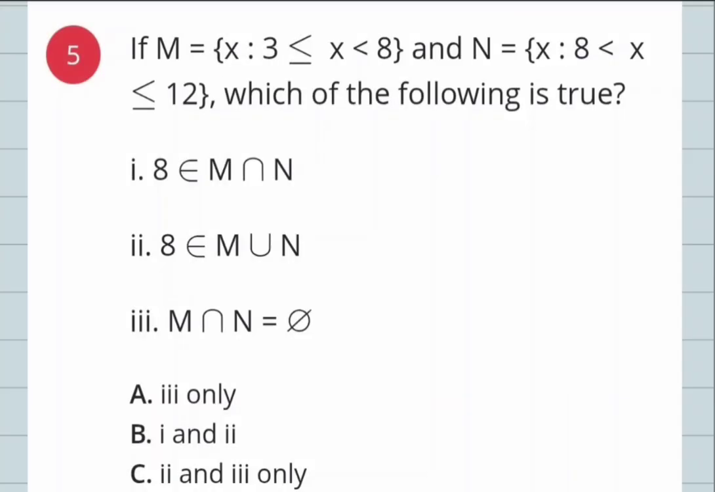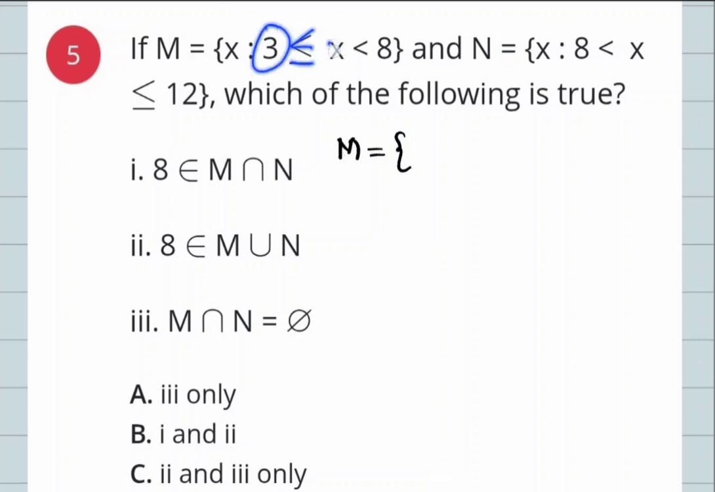Question 5 says, if M is a set such that 3 is less than or equal to x and x is less than 8, and also set N is x such that 8 is less than x and x is less than or equal to 12, which of the following is true? First and foremost, let's obtain the true set of M, the elements of set M and elements of set N. So we have M now.